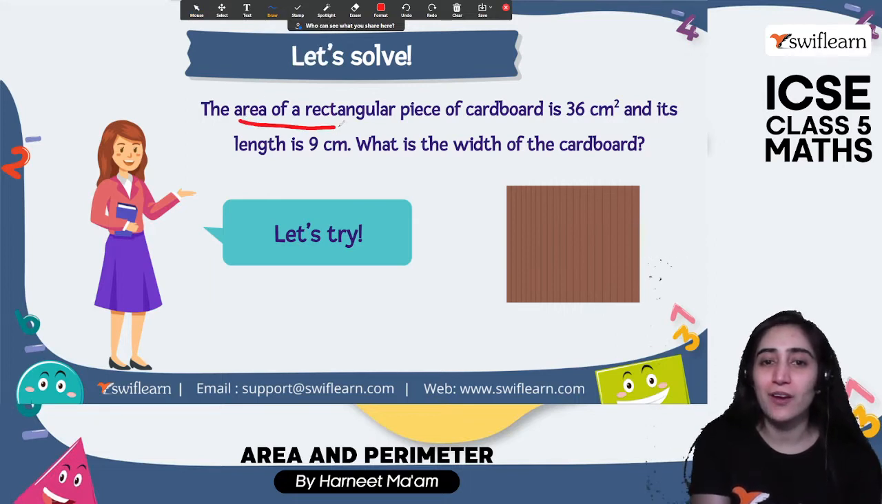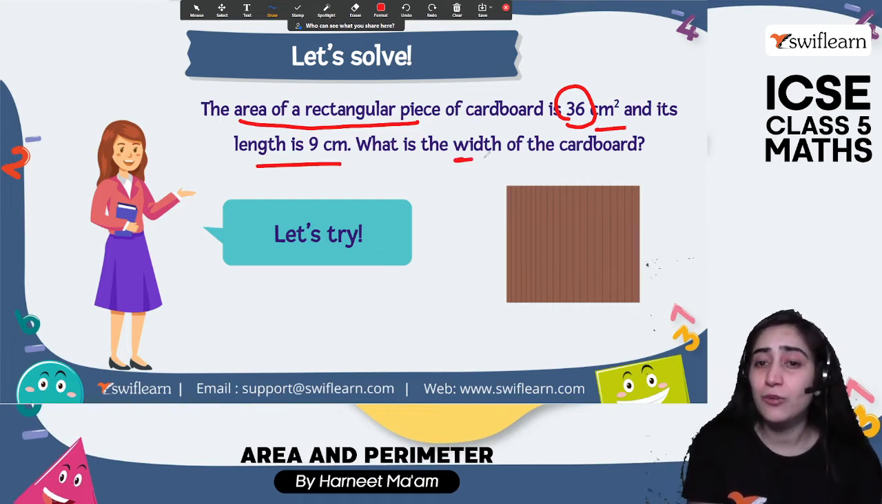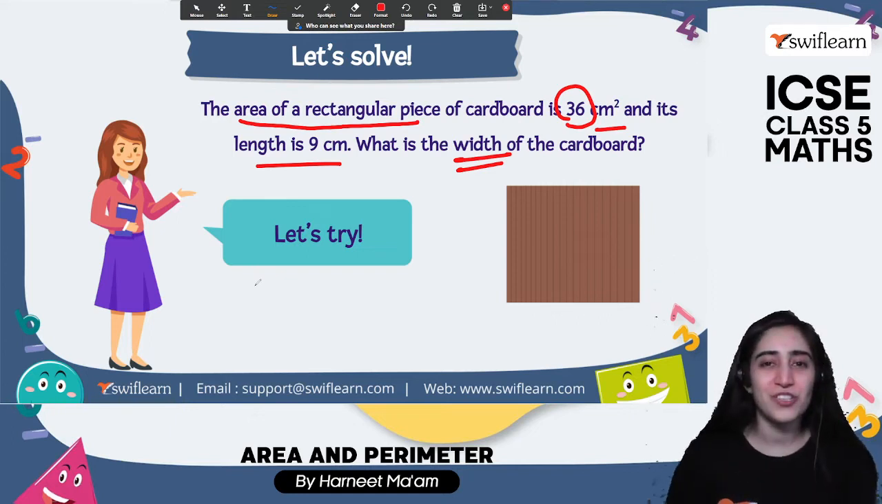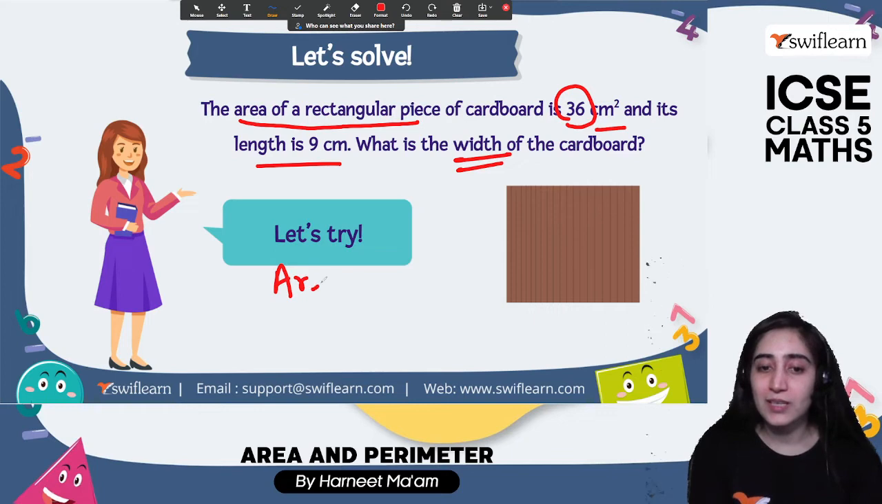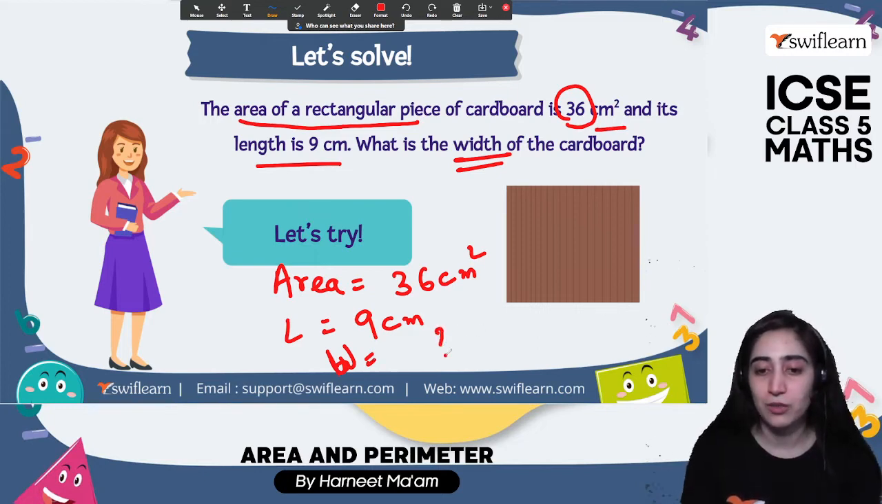Find out the area of a rectangular piece whose area is 36 centimeters square and length is given to us. We need to find out the width. Everyone who wants to try this question, quickly try it and give me the answers. It's saying that the area of the rectangle is 36 centimeters square. Length is 9 centimeter. We need to find out the width, or the breadth.